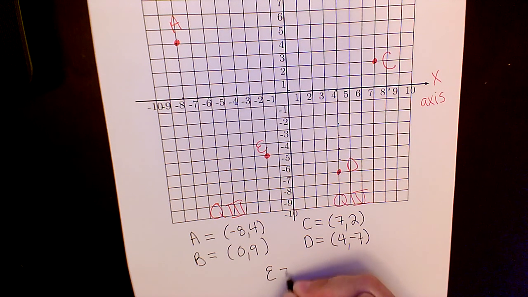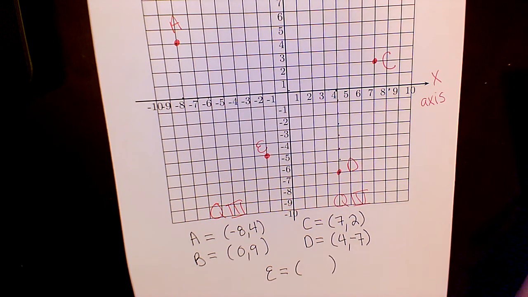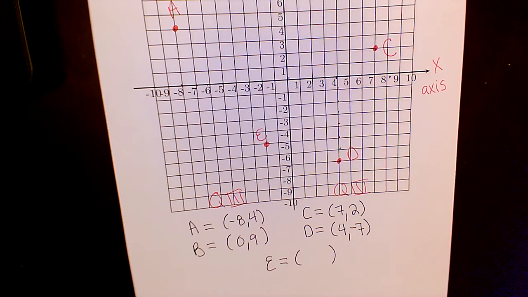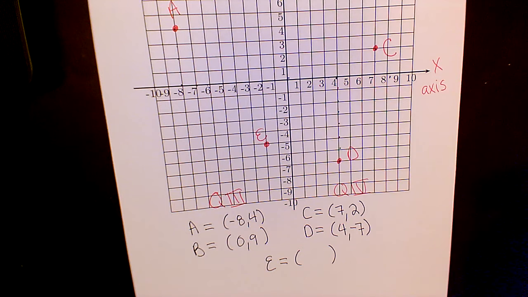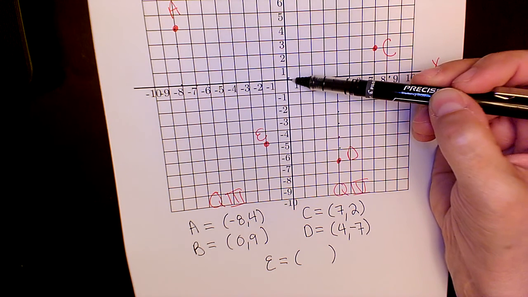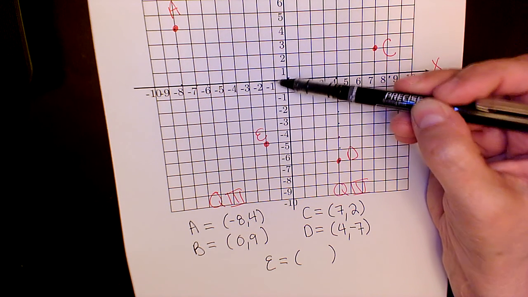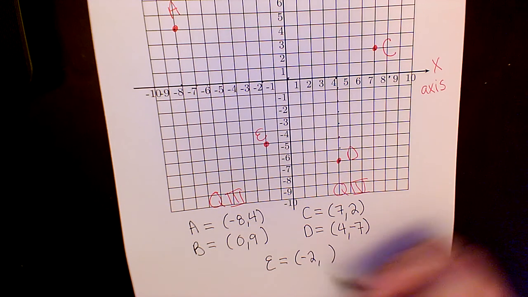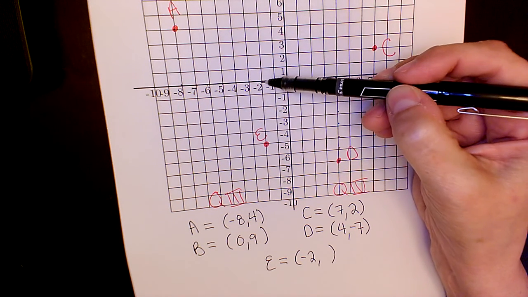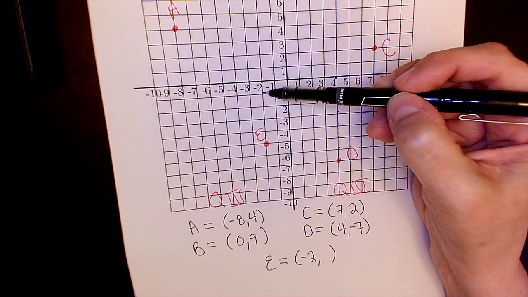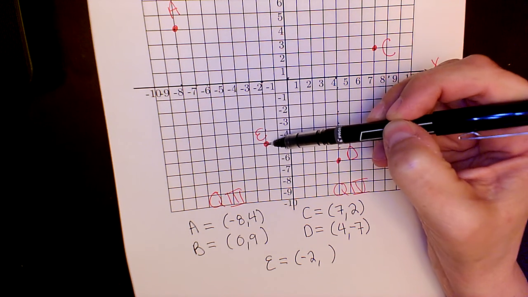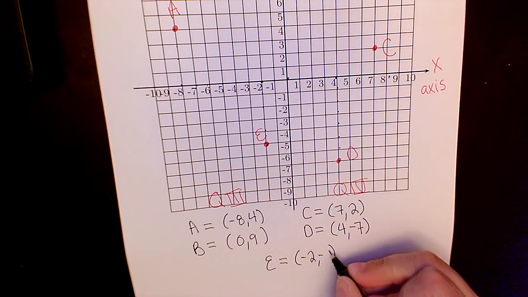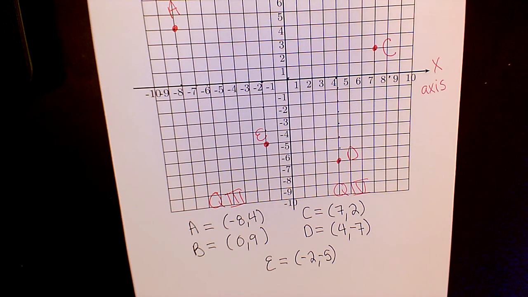I've got one more to do, and that's point E. And hopefully everybody's been following me okay so far. And I've got point E. I'm starting here at home, and I'm going over the negative direction, -2. Put my comma in. So I'm at -2, and then 1, 2, 3, 4, 5, I'm going down 5. So E is (-2, -5). That's the point (-2, -5).